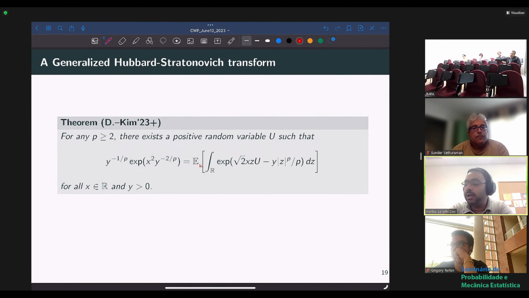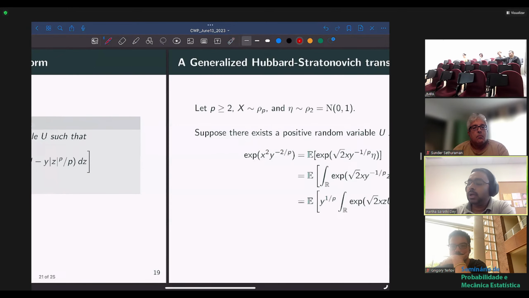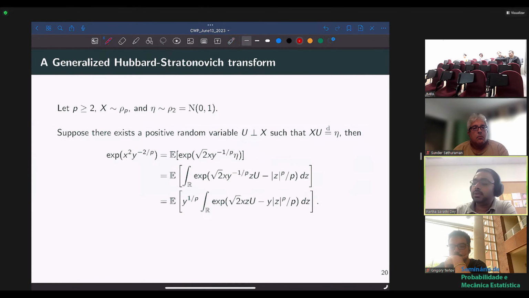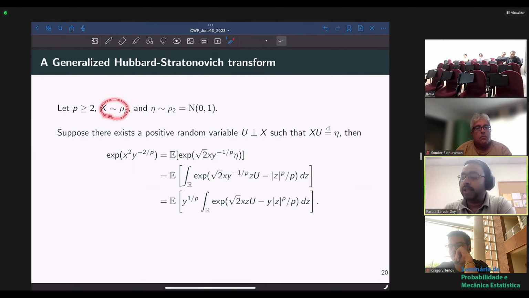Whereas if p is strictly bigger than 2, then u is a proper random variable with nice behavior, with positive, smooth enough density everywhere. Okay. Now, how does this help? So let's see, how to use this? Fix p bigger than or equal to 2, and remember that our x is from rho p. Right now I'm focusing on the rho p case, the L^p constant model. So suppose I take x from rho p and a Gaussian eta from rho 2.